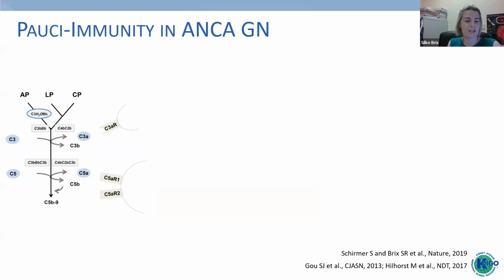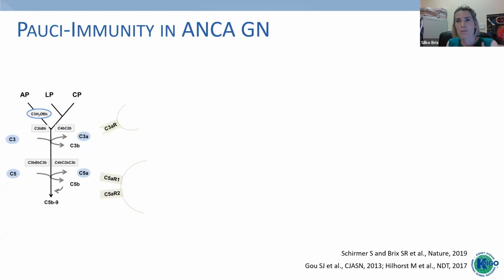And on the left side, you see the complement pathway here, very simplified from my side. And I would want us to just concentrate on the alternative pathway as AP, the classical pathway as CP, and then downstream with the C3 convertase, we'll have the release of anaphylatoxins like C3a, and further downstream C5a and their receptors.